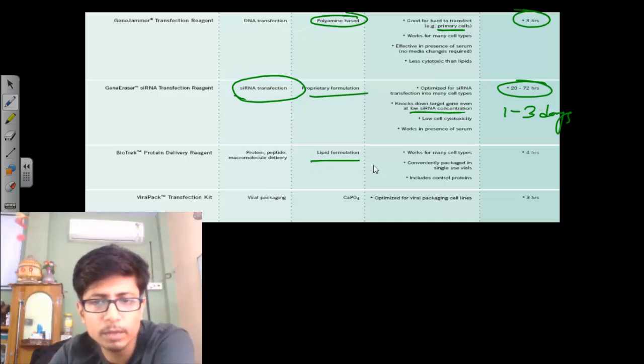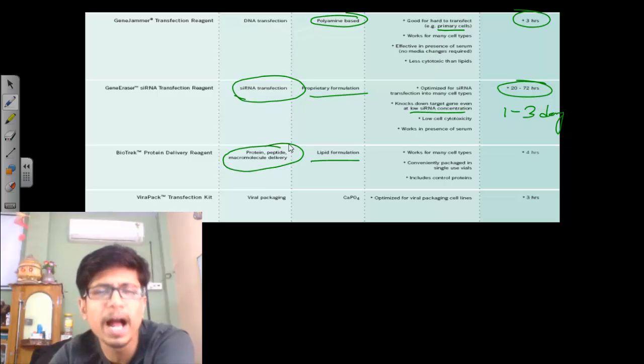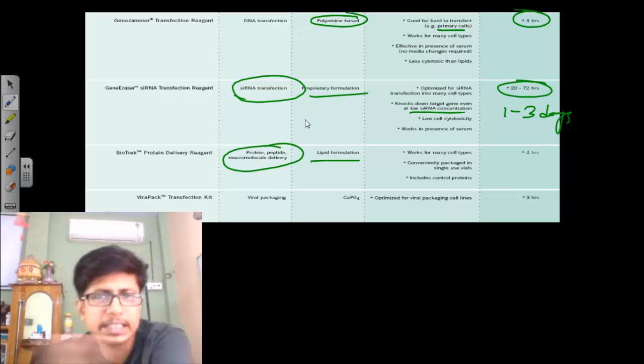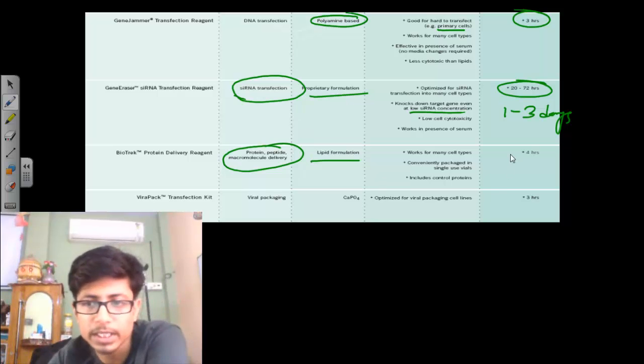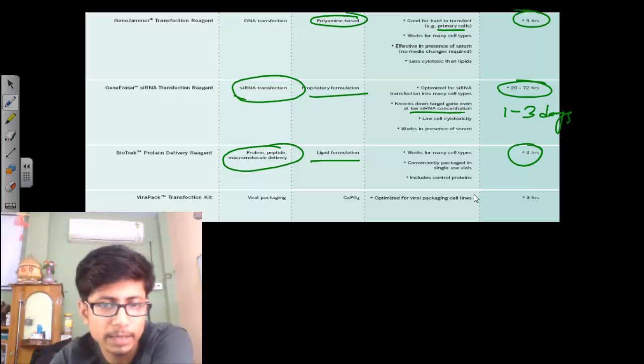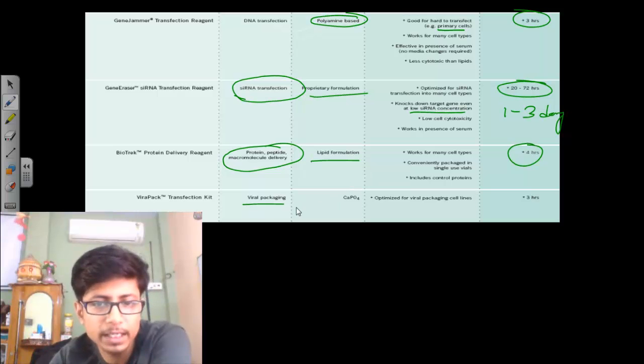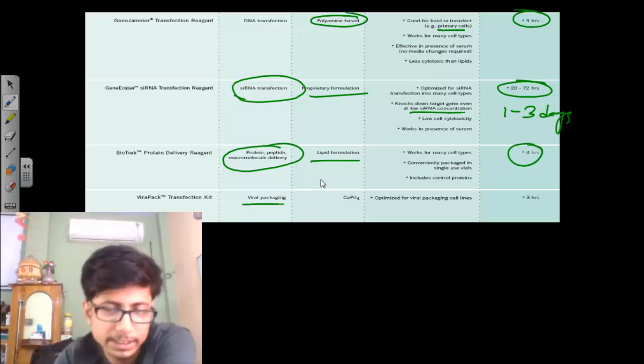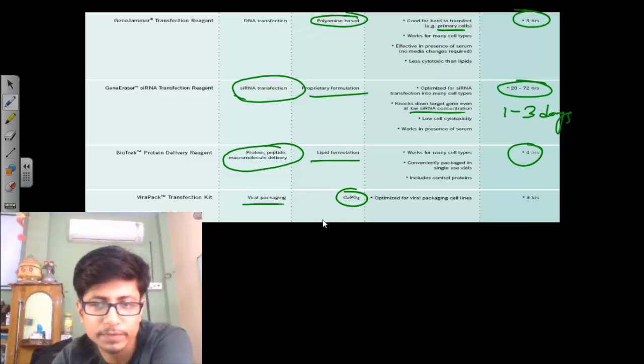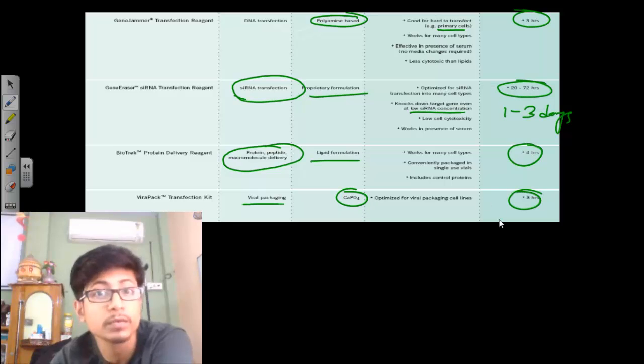If you look at lipid formulation, this works for many cell types, and it also includes control proteins. It's for protein, peptide or other macromolecule delivery, other than RNA and DNA, so we use it in all those cases. It takes about 4 hours for that process. Or we can go for viral packaging, where we need to insert a virus inside the cell, and we use calcium phosphate for this process to occur, taking 3 to 4 hours.